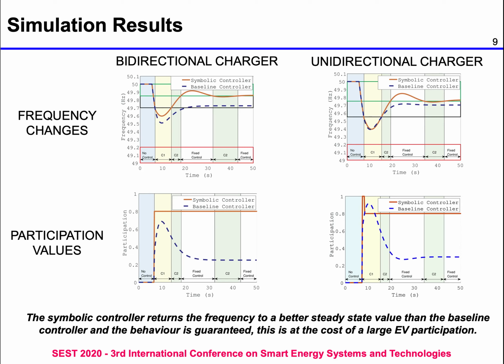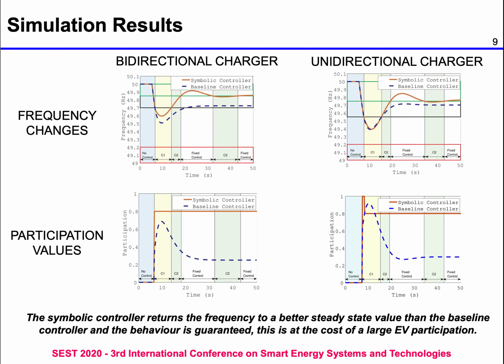Finally, we have our simulation results. You can see here for both bidirectional charging and unidirectional charging that for the green state I2, the controller is able to direct the frequency into that. The black region is I1, the green region is I2, and we designed the simulation so that while we were inside the black region I1 to start with, there was no control. When we leave I1, controller 1 takes over and returns us inside I1.